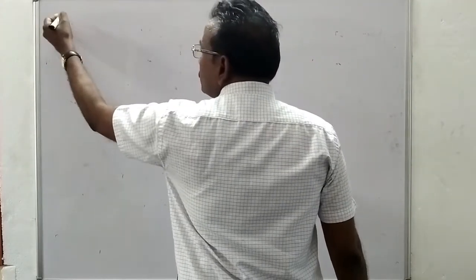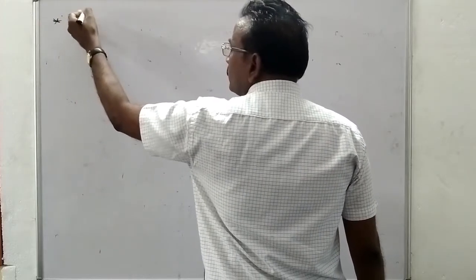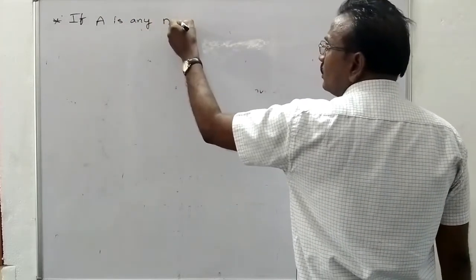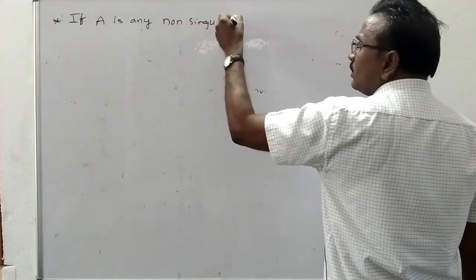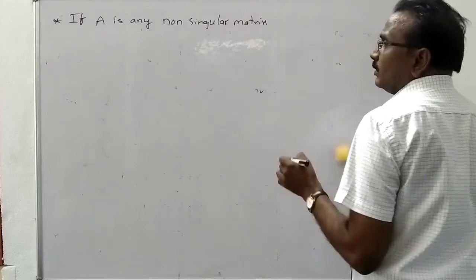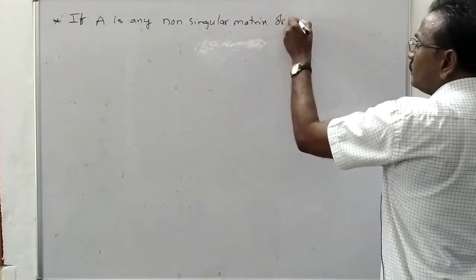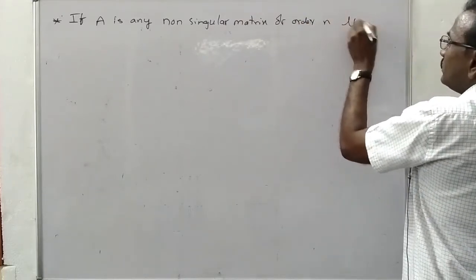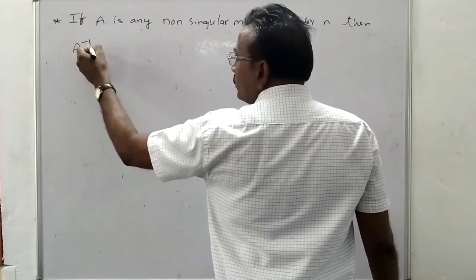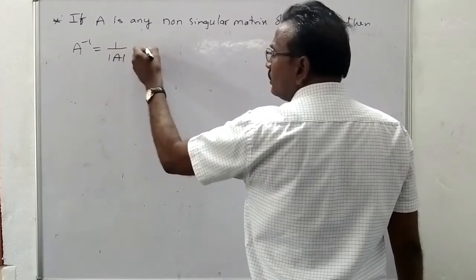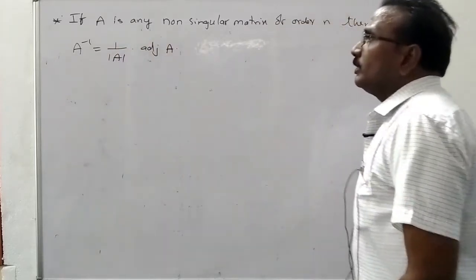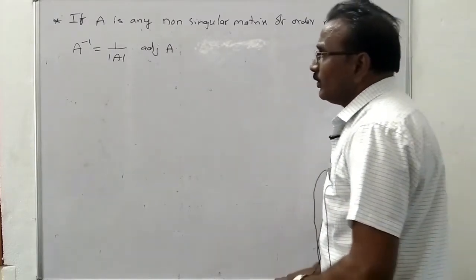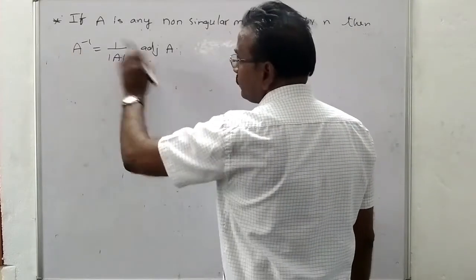if A is any non-singular matrix of order n, then A inverse is equal to 1 by determinant of A into adjoint A. So if A is any non-singular matrix of order n, then A inverse is equal to 1 by determinant of A into adjoint A. So we have to prove this one, right?